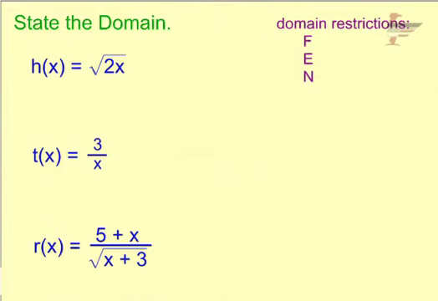This is the second set of domain problems. Again, on the right you see those domain restrictions. The F is for fraction, E is for even root, and N is for negative exponents.